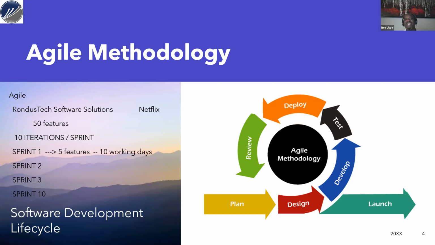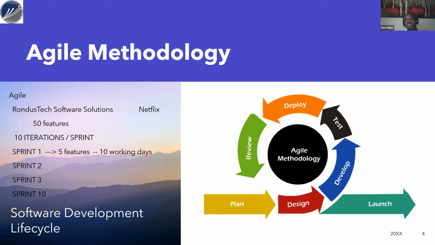By the time you get to sprint 10, to create all the features, you have a whole lot of learning that you're taking from sprint 1, sprint 2, sprint 3 to sprint 10, and you have all the features developed, and you can hand off the application to Netflix, which is the original customer, right? So in this case, Rondustech is the software solution company that's developing this software for Netflix. And Netflix are looking for 50 features, which we extract from the requirement gathering.